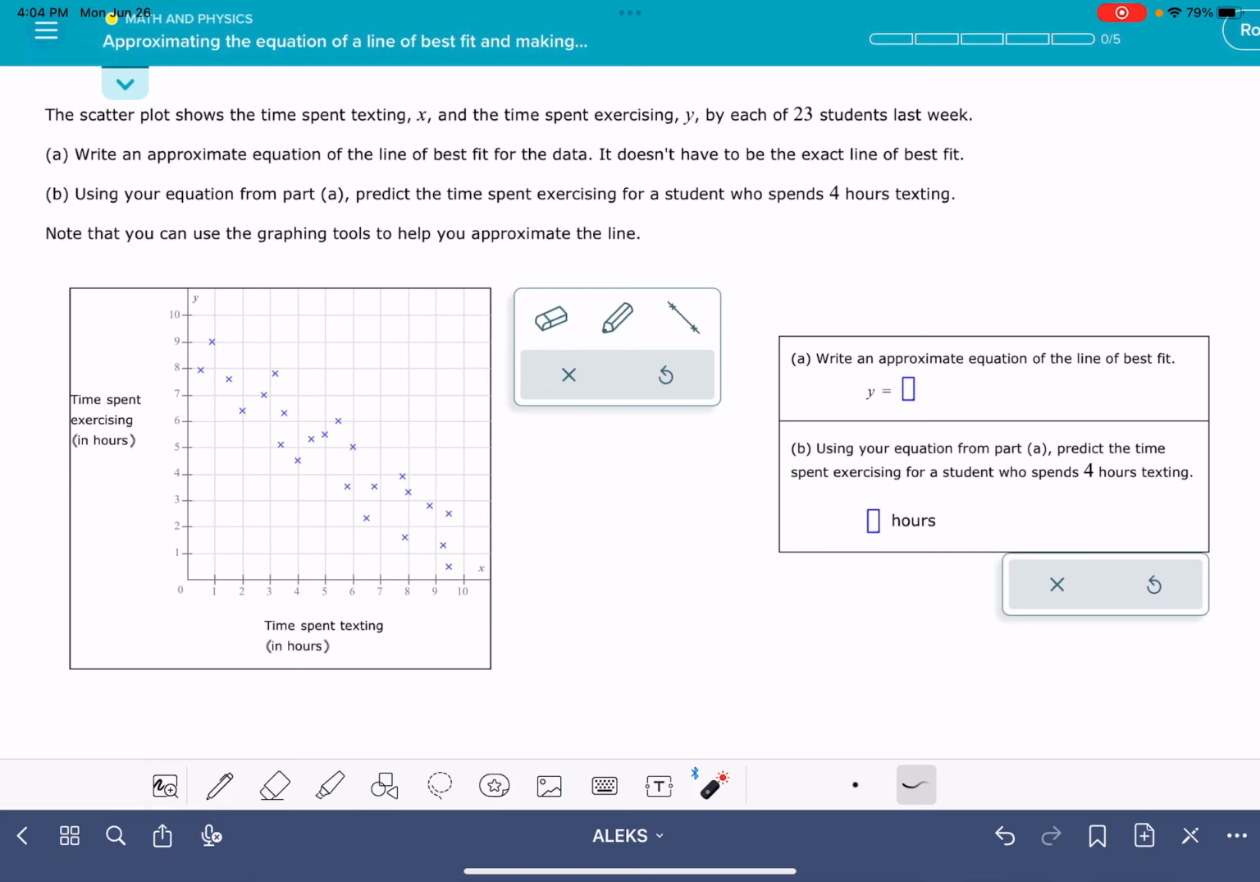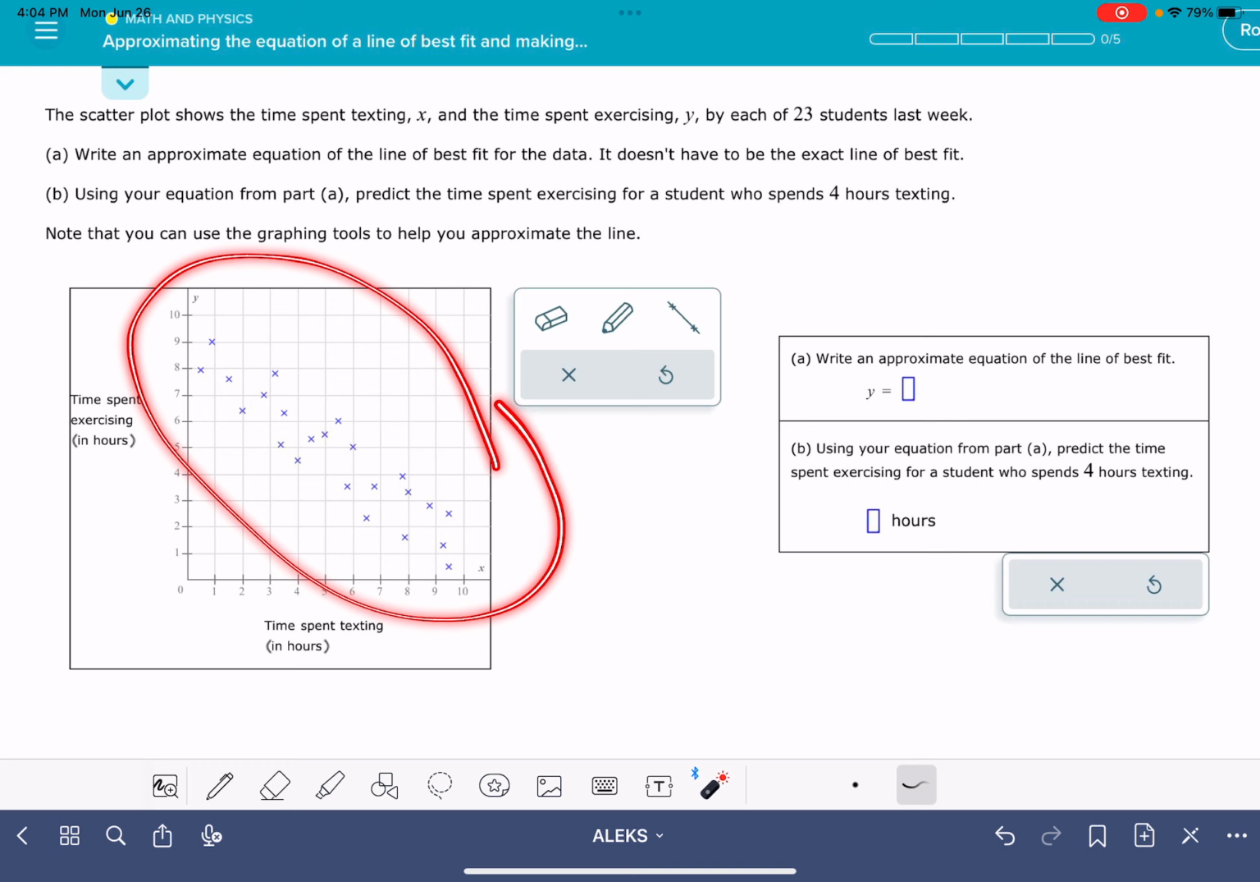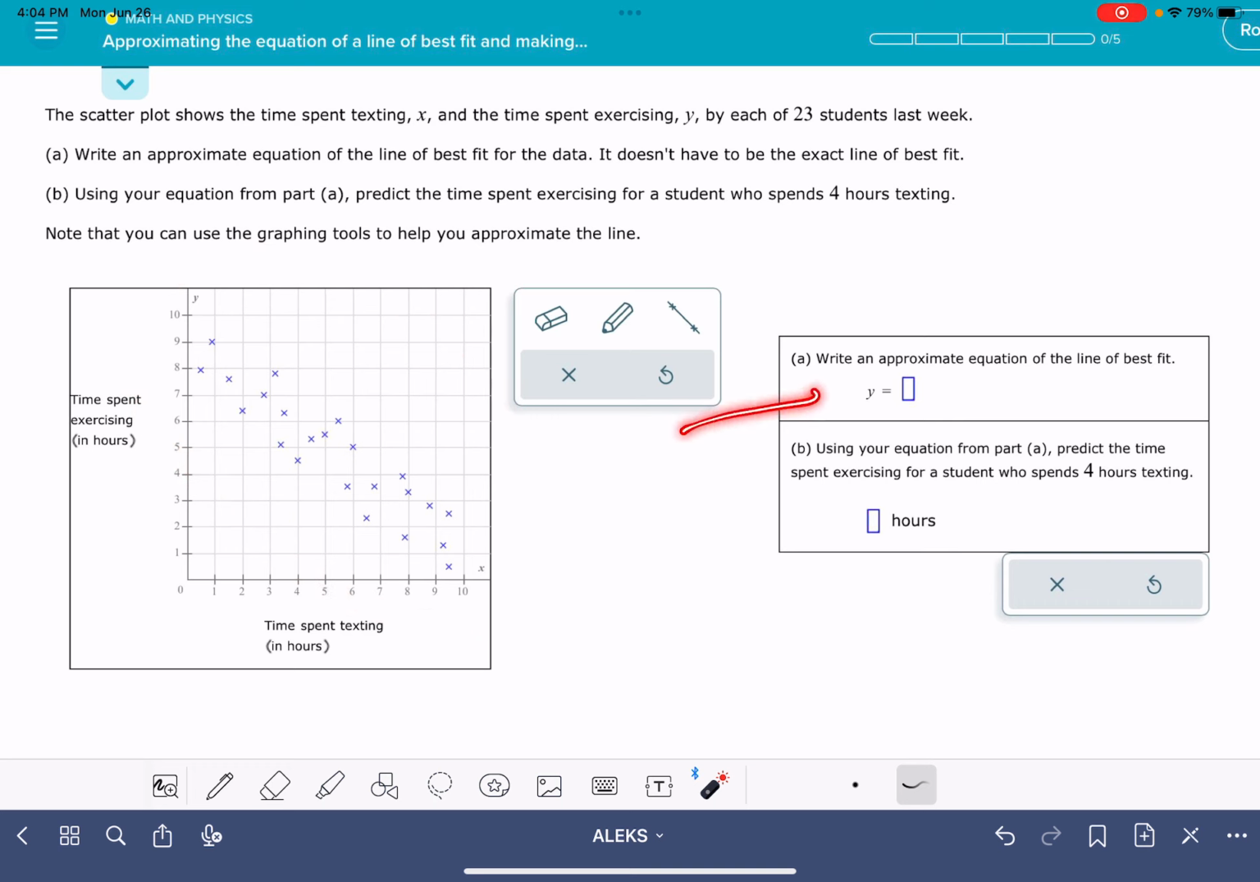In this video, I'll show you how to solve the ALEKS problem called approximating the equation of a line of best fit and making predictions. This problem is going to give you a scatter plot. It wants you to write an approximate equation for the line that could be fit through this data, and then use the equation that you come up with in part A to calculate something based on a variable that's provided.